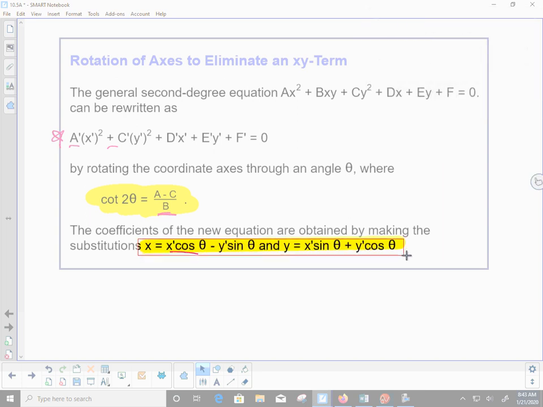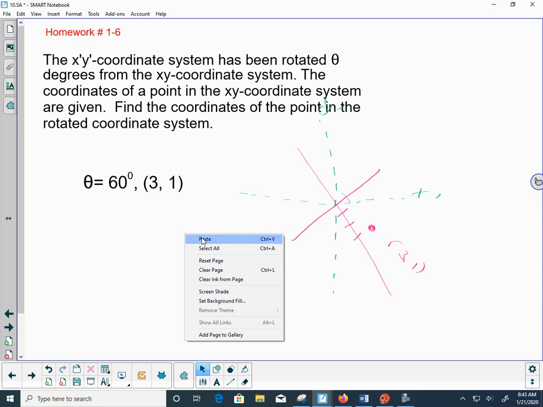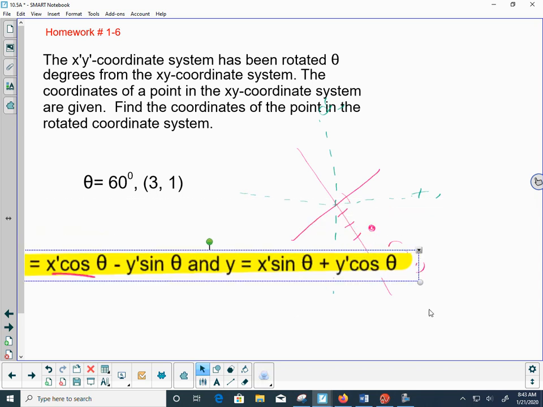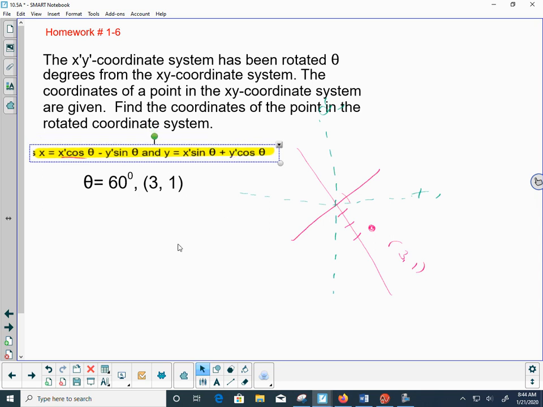So let's copy these over where you have them on your piece of paper. So we're going to substitute those in. We're going to substitute 60 degrees in for that theta, cosine of theta, which means you need to know values from your unit circle.